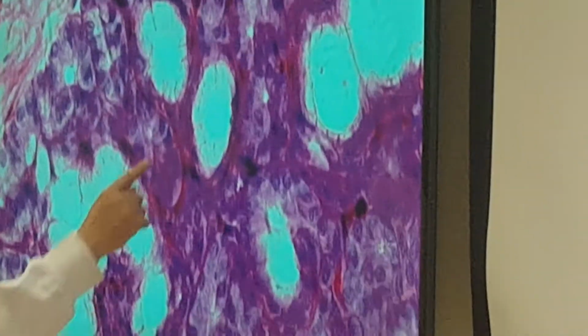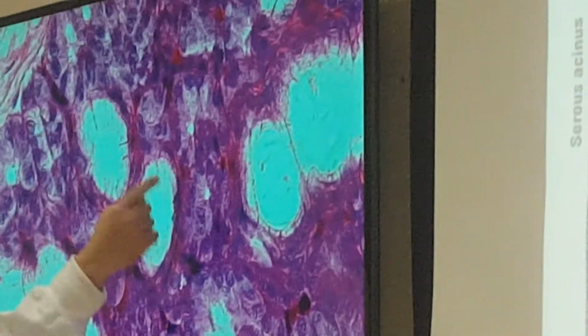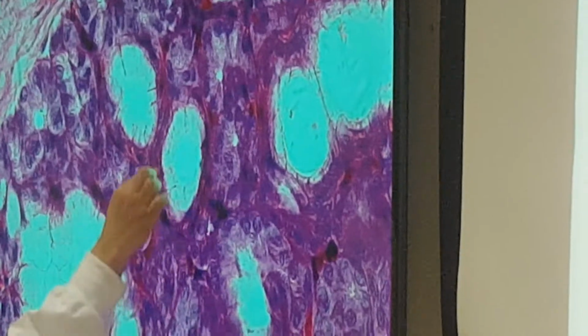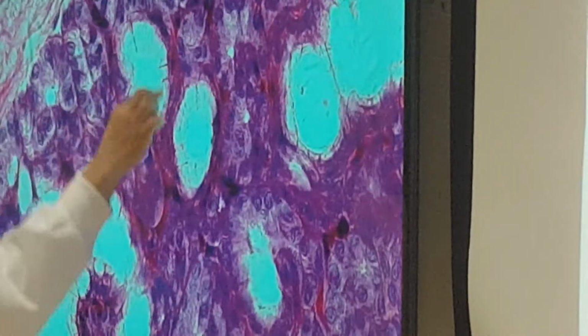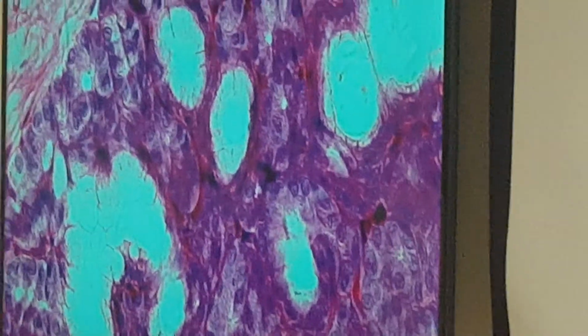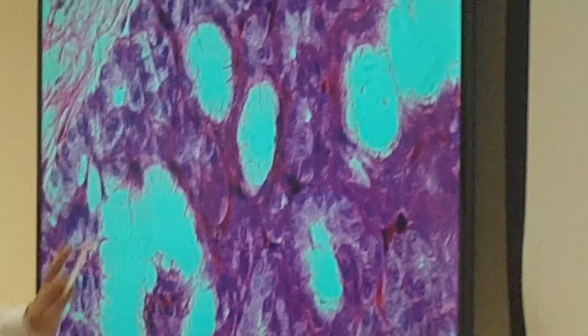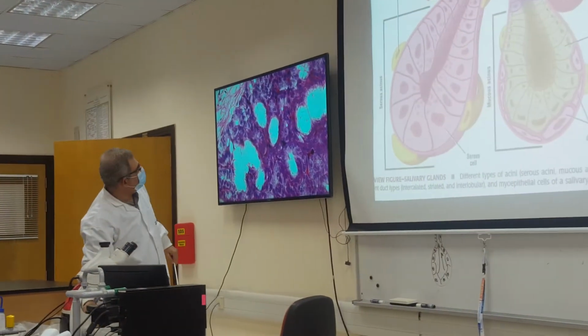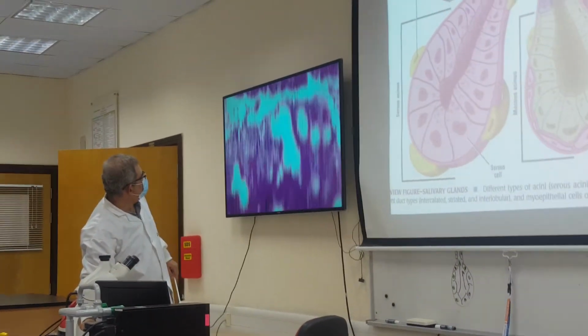See here? This is mucus acinus. See these cells, how they are making like a shape of moon? Or imagine it. They are squeezed to the next to them. Come on. These are mucus acinus. Let's look for some serous acinus.